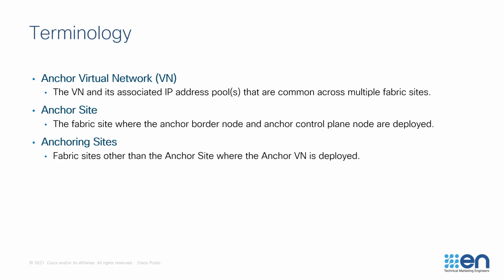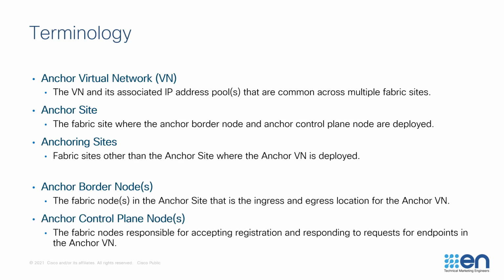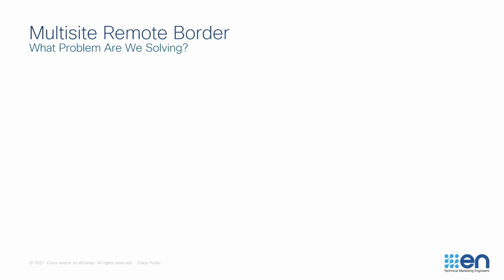What about the other sites where the anchor VN is deployed, but they're not the anchor site itself? We refer to these as the anchoring sites. So anchoring sites, anchor site. What does that leave? The actual Multisite Remote Border itself, which is also known as the anchor border. This is our fabric node that provides ingress and egress for traffic in the anchor VN. And the anchoring sites use control plane communications, which means we need an anchor control plane node.